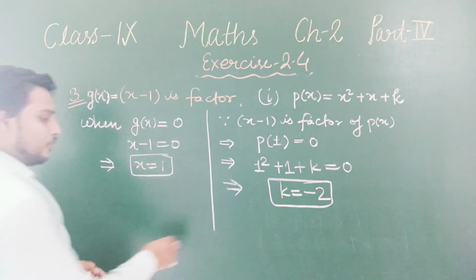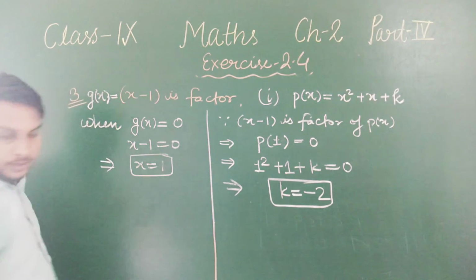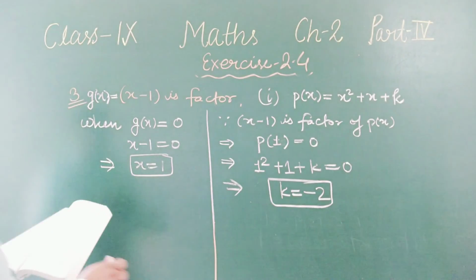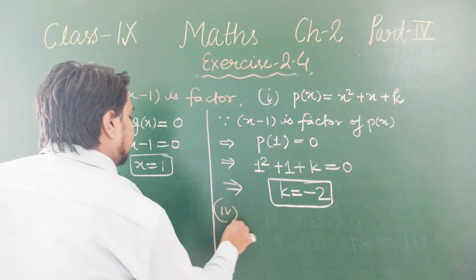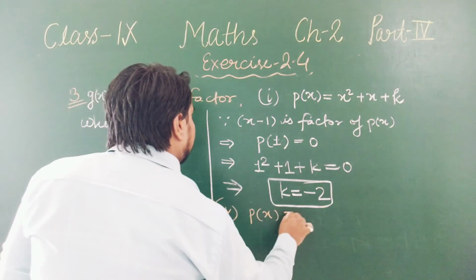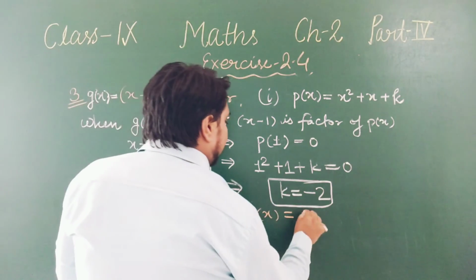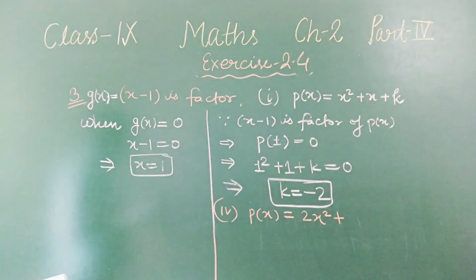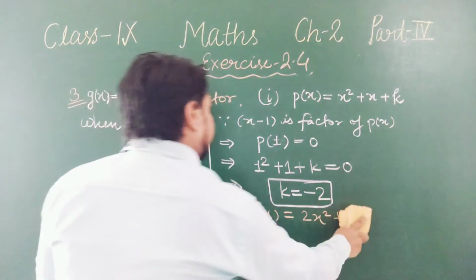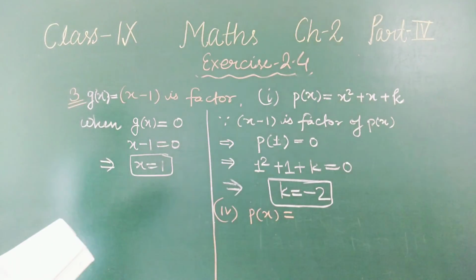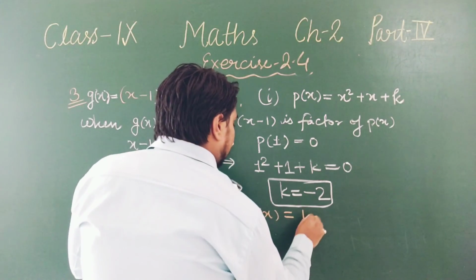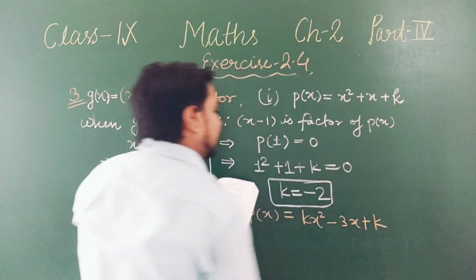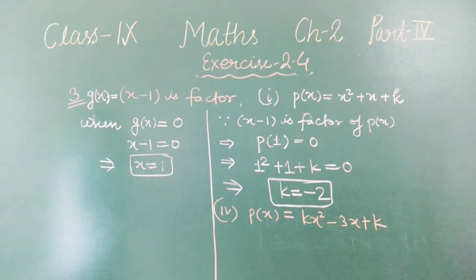In the same manner, let us see one more part, the fourth part. In the fourth part, p(x) is given as 2x square plus kx square minus 3x plus k. This is the fourth part of this question.